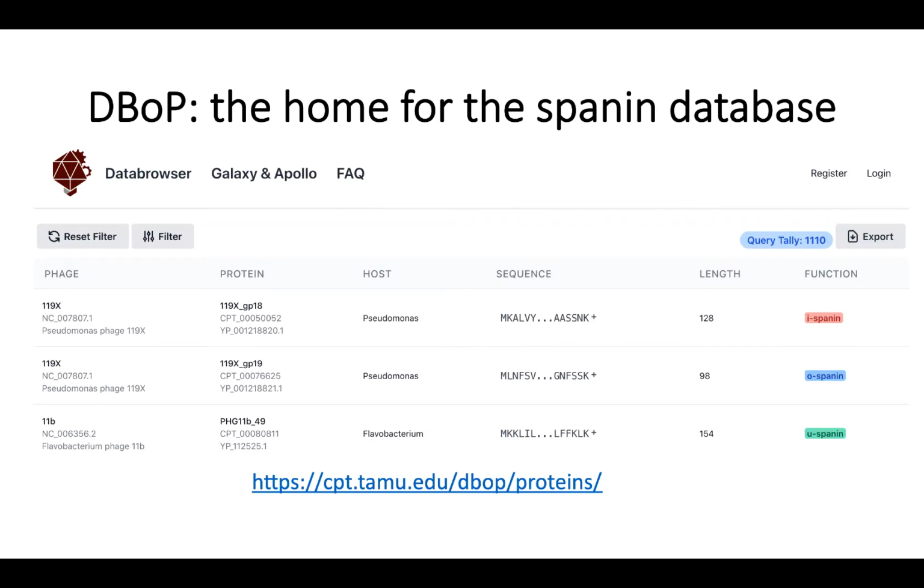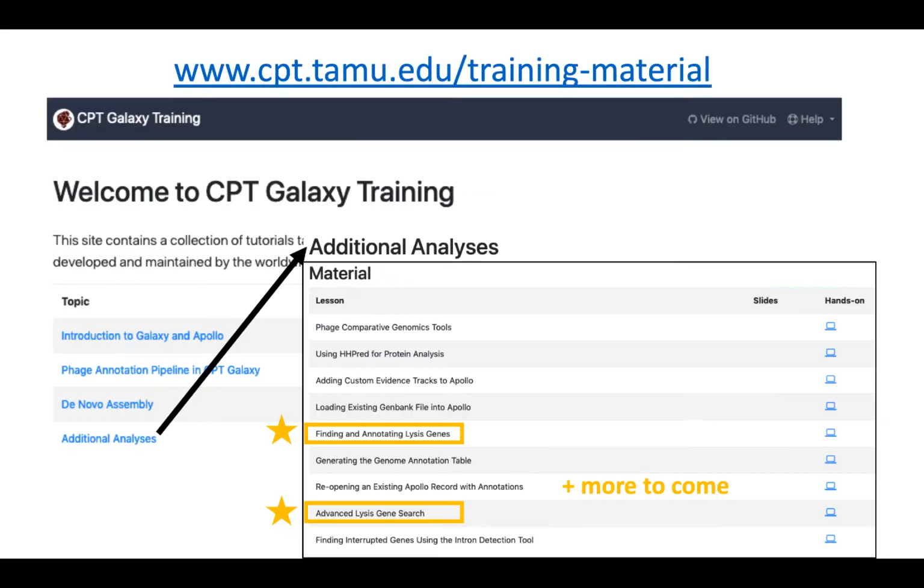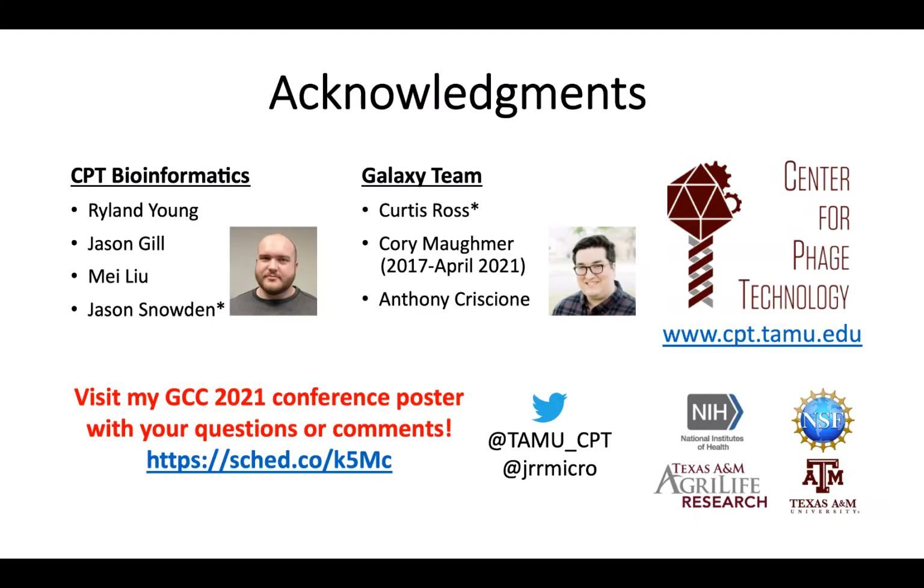All of the spanin annotations that we've made that are new, as well as the previous set, have been migrated to a new home at the DBOP, or Database of Phage, where the public can both browse and download this data for further use. We've also generated a set of training materials available for people to use who are interested in learning about and annotating spanin proteins, and we will continue to add to this material.